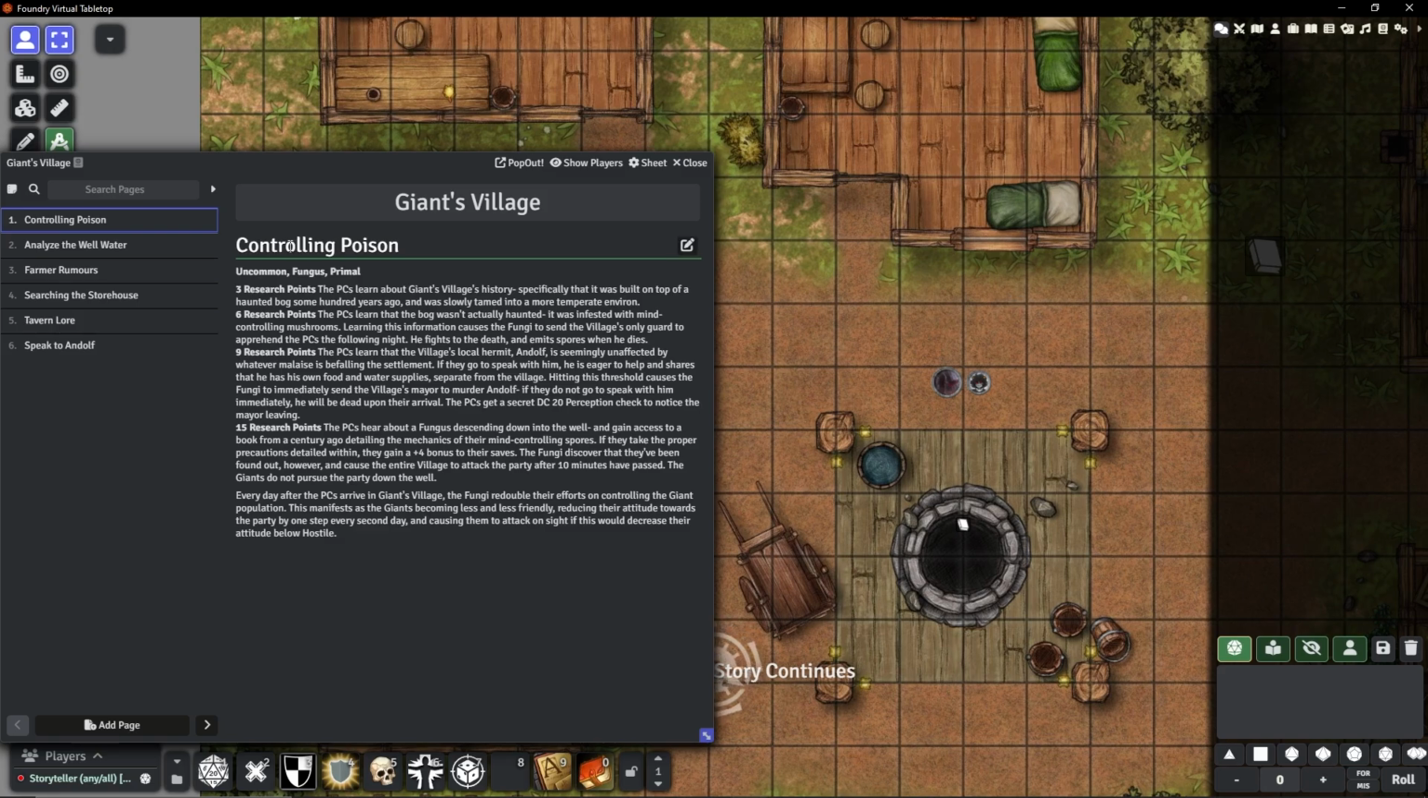What we as Game Masters know is that there is a colony of fungal evildoers at the bottom of the Giant's Well that are poisoning the well water with controlling spores.